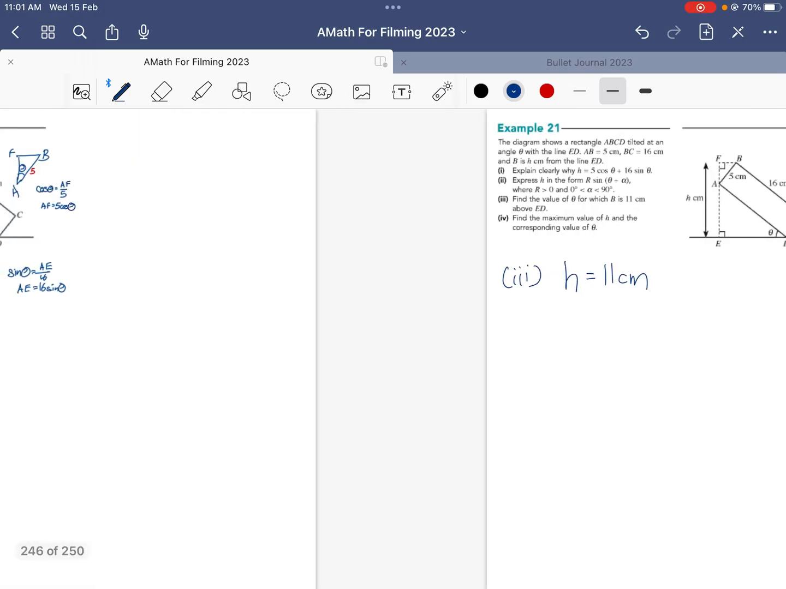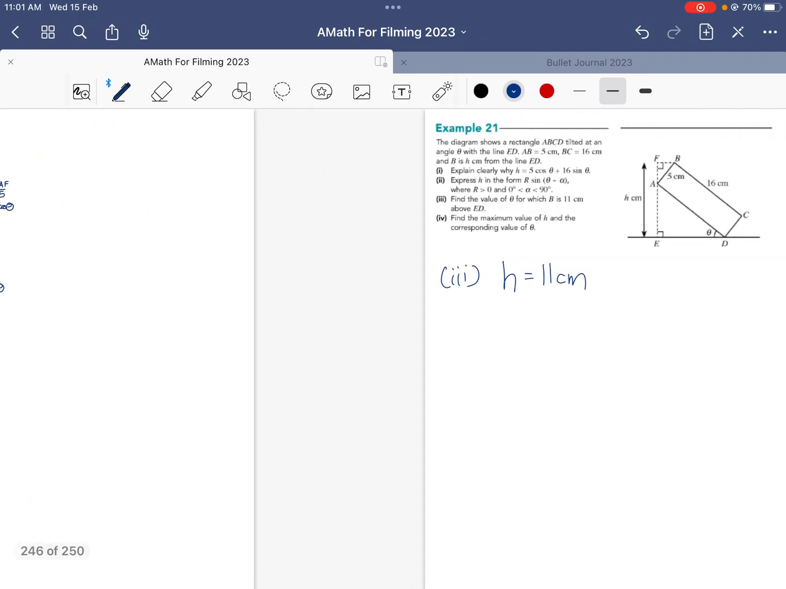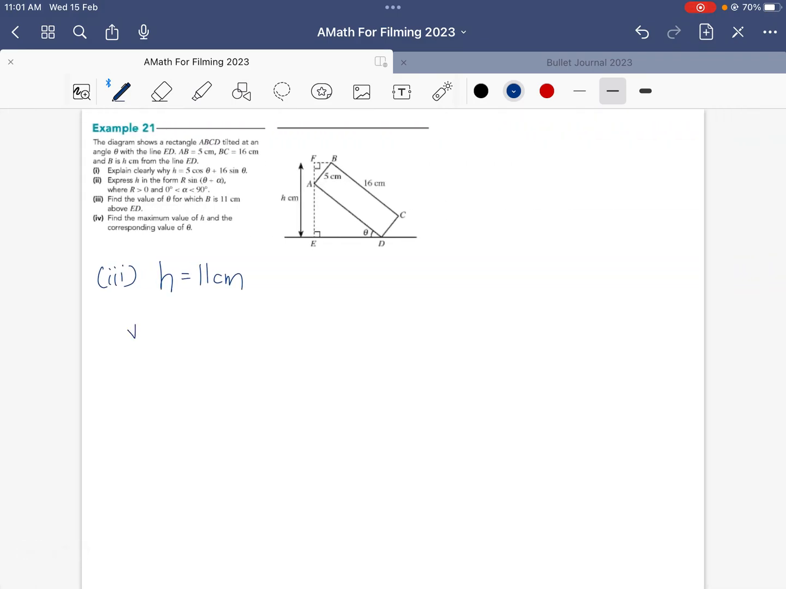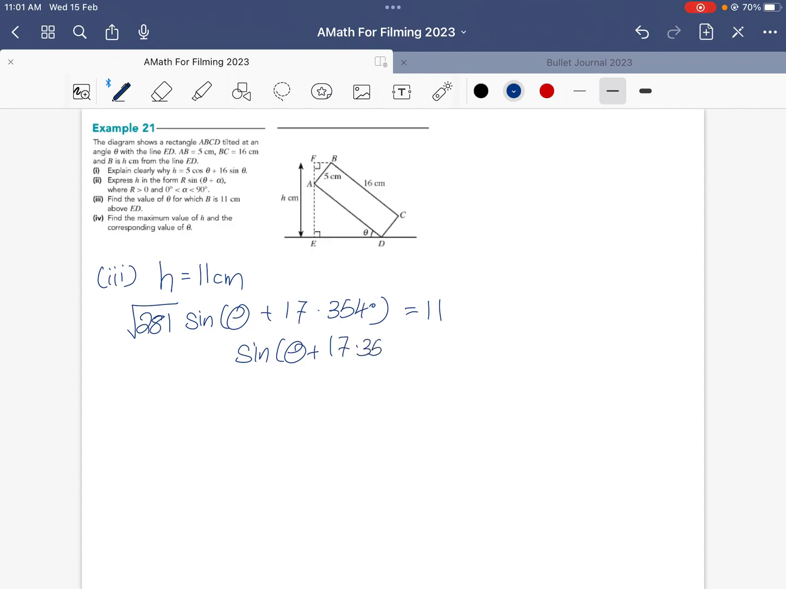So from part 2, what we have is square root 281 sine theta plus 17.4. So I just use back the same thing, square root of 281 sine of theta plus 17.354 degrees. Notice I use the 5 SF value here. Is equals to 11. So what the question is actually asking you is how to solve this. So if I start to solve, I get sine theta plus 17.354 degrees is equals to 11 over square root of 281.